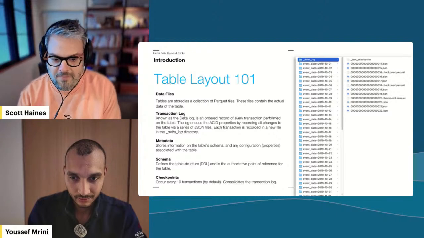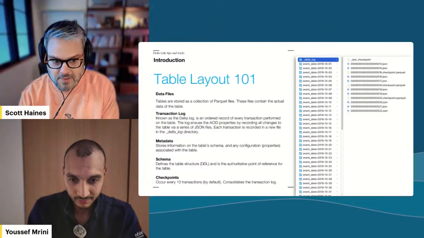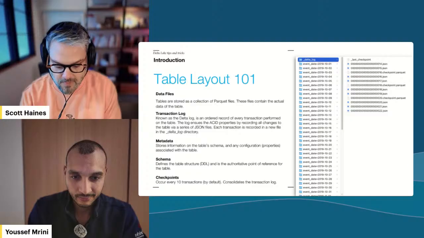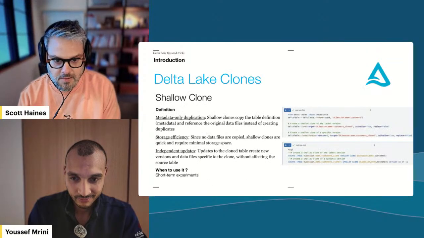And then we have checkpoints. As we're writing transactions, periodically we're creating snapshots so that it's easier for us to go back to a certain point in time or to load the most current version of an individual table. So you put it all together, you've got a Delta table. And now on to the next one.